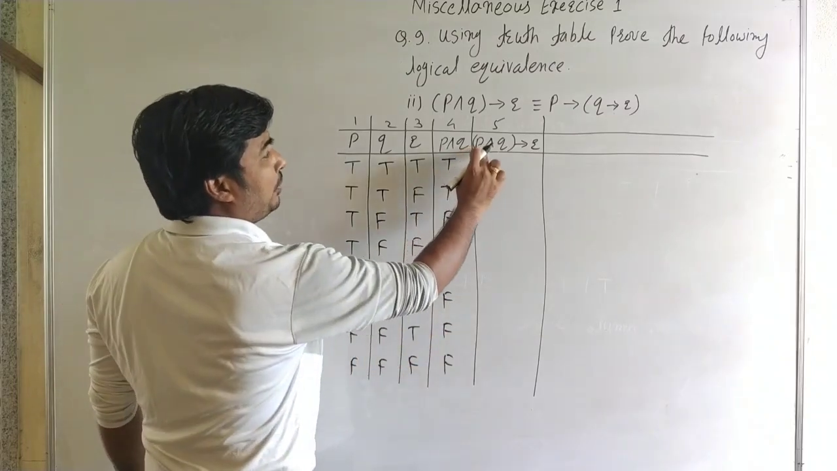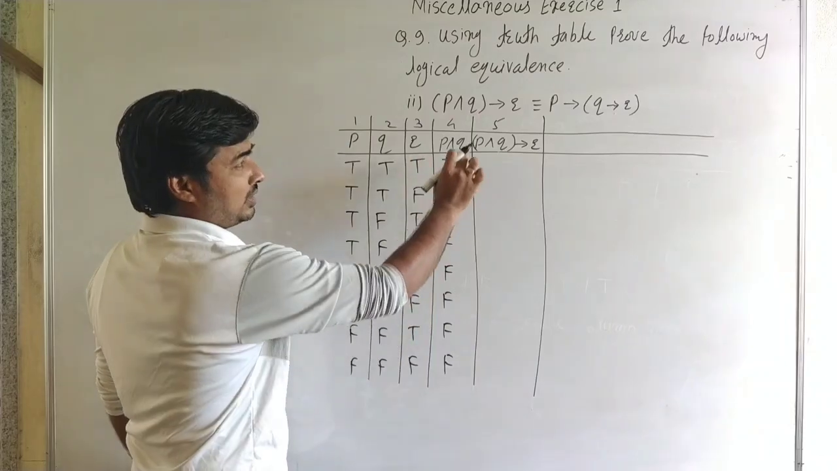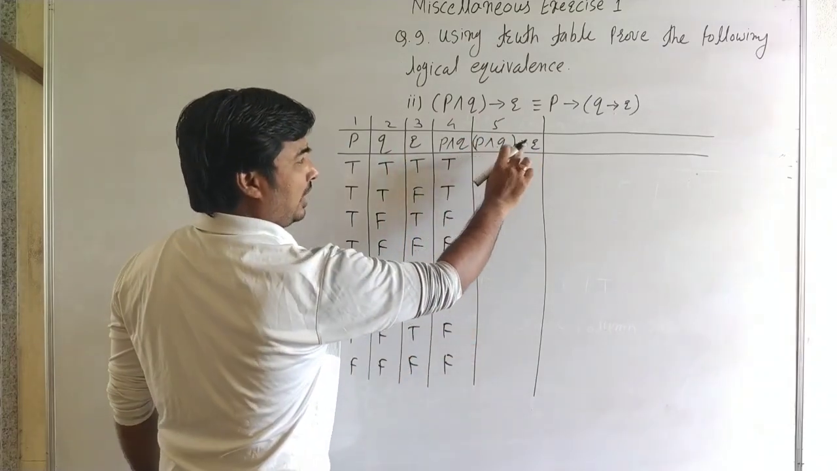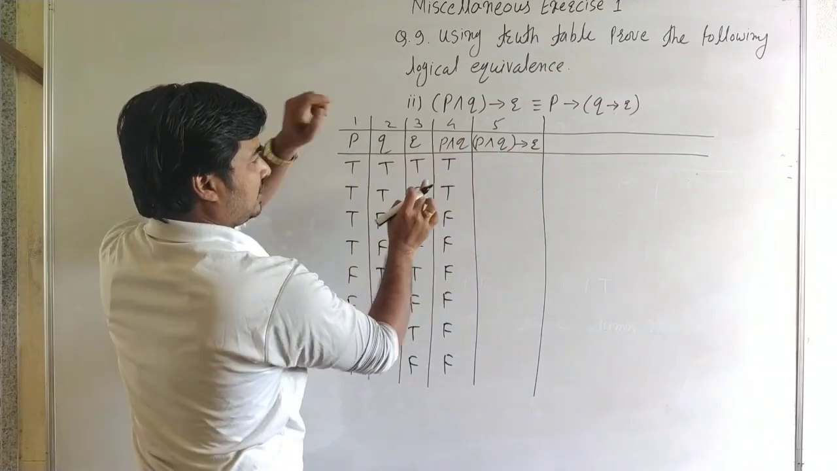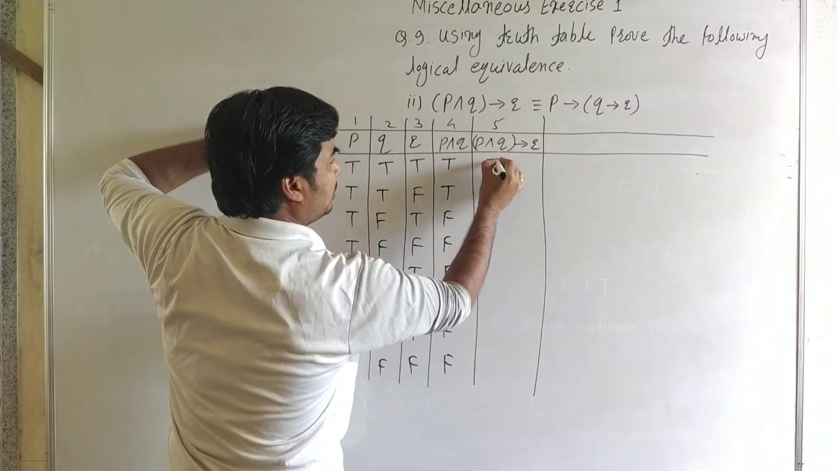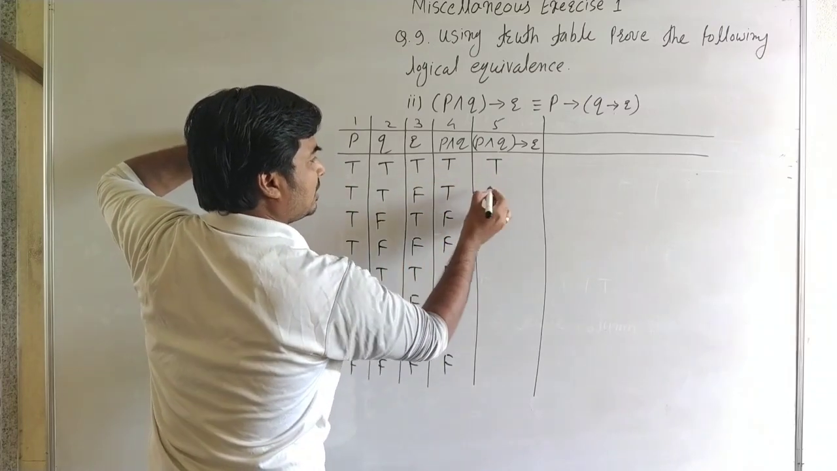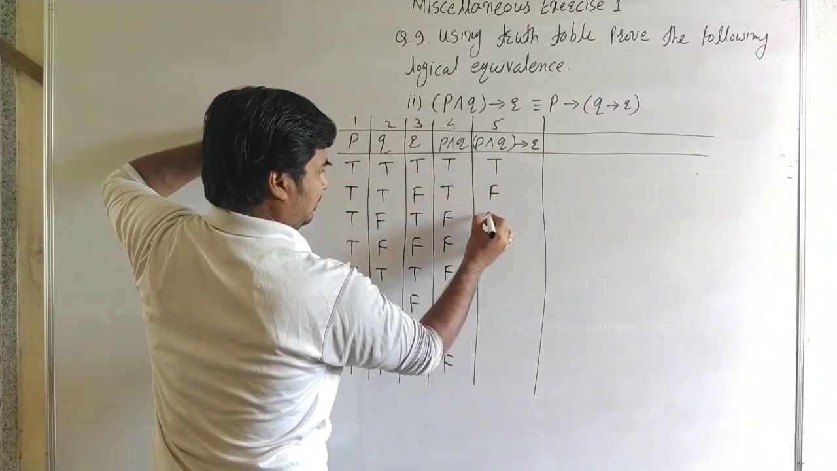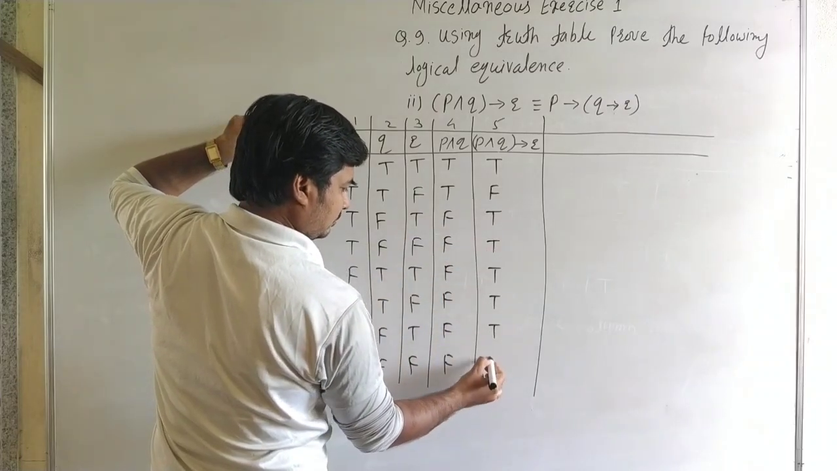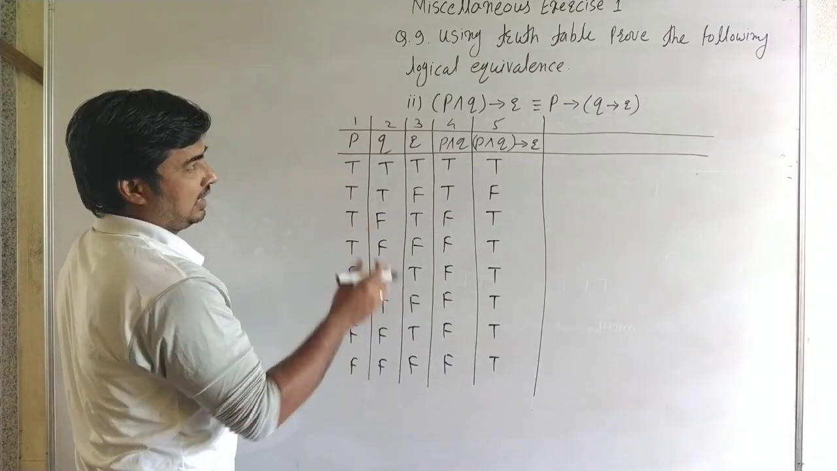Now P and Q implies R. In the implication, if the first statement is true and the second is false, then the truth value is false. The first statement is P and Q. True implies true is true. True implies false is false. And here all of them are true. Now it is the LHS.